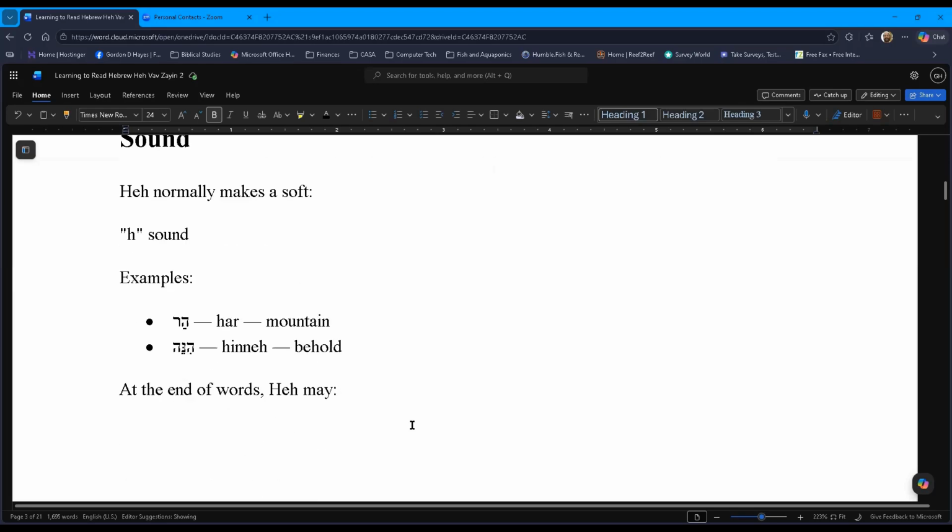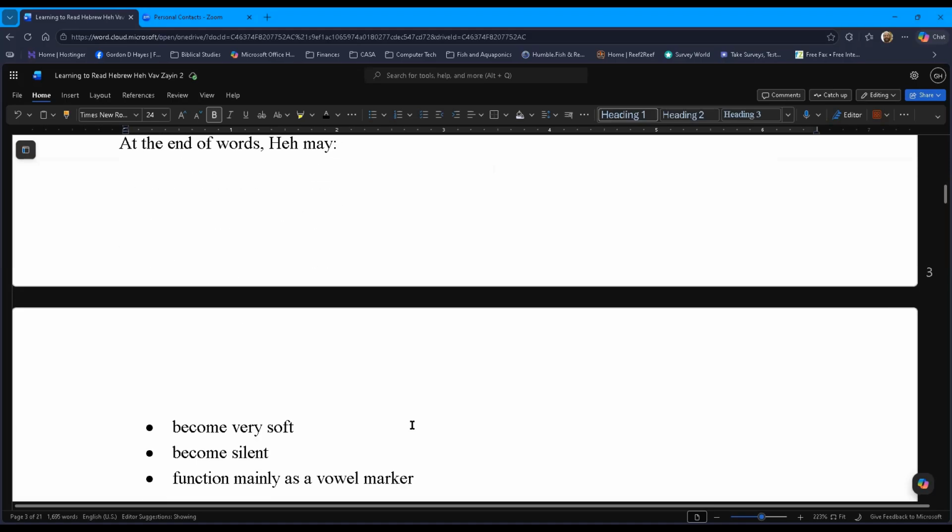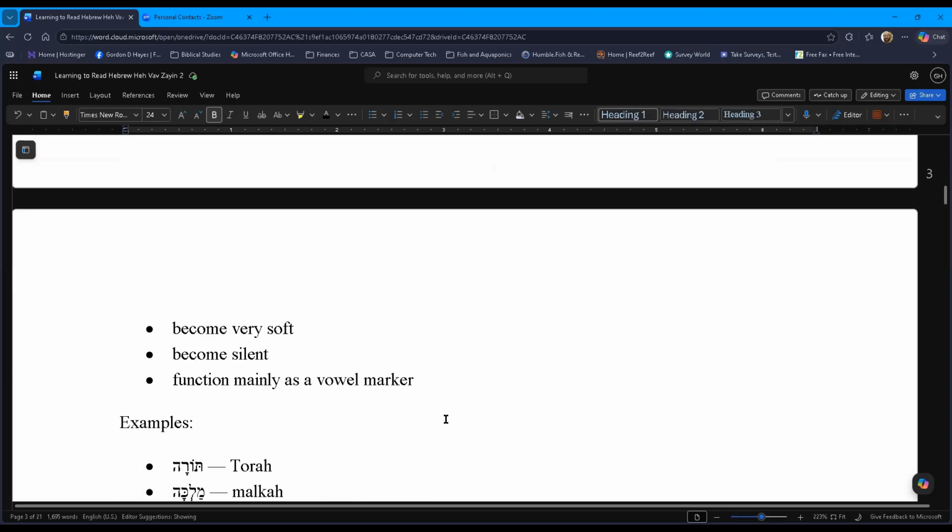And then the letter Hey functions in a special way at the end of words. It can become very soft at the end of words, and it can become silent. And when the Masoretes devised a system, at the end of the word when the letter Hey was supposed to be accentuated, they would put a dot inside of it. And this told the person reading the text out loud, I really need to make that Hey at the end prevalent.